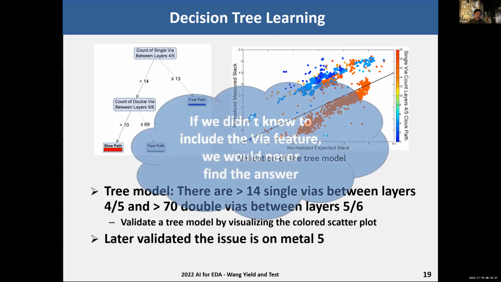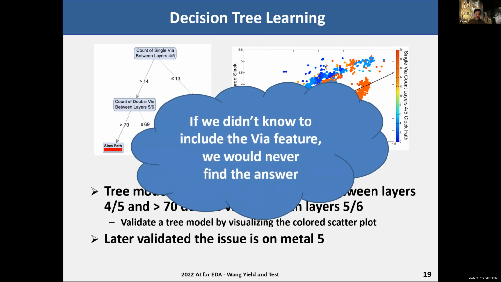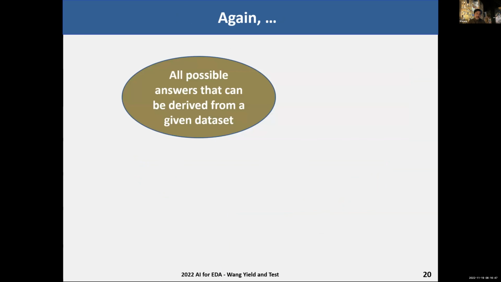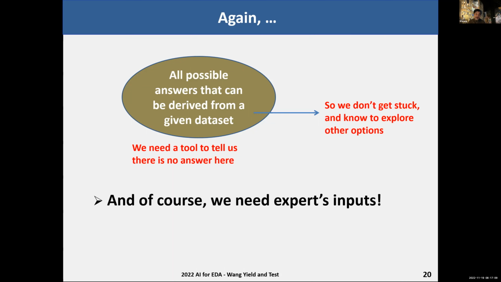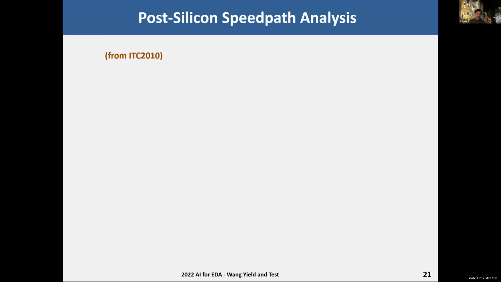Again, in this work, if we had not included that particular via feature, we would never reach the answer. So you can imagine that in the timing correlation work, we actually started with a simple set of features, and we could easily get stuck. We need a tool to tell us there's no answer there, so that we don't get stuck and we know to explore other options. And of course, in the process, we still need the expert inputs.